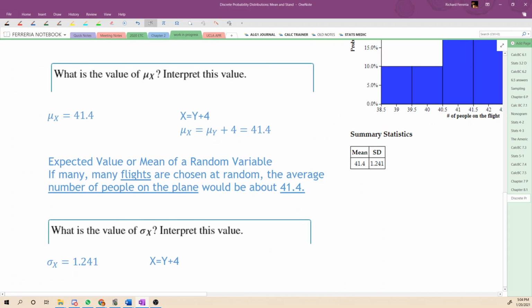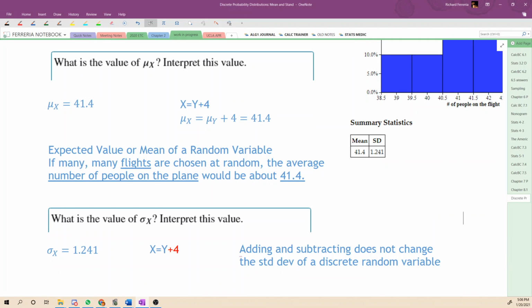So we already know that x is equal to y plus 4. The number of people on the plane is equal to the number of passengers plus 4. And what we notice here is that to get to x, we do not multiply y by anything. In other words, it's not like we're doing 2y plus 4. It's just y plus 4. The only thing that would change a standard deviation is multiplication. Adding 4 to a random variable doesn't change the standard deviation.